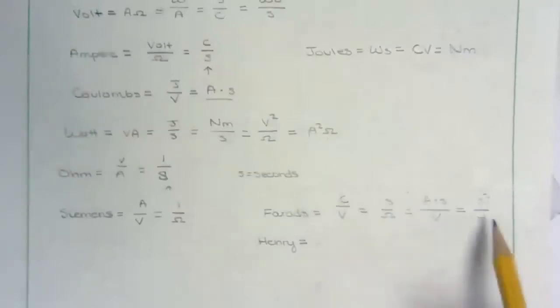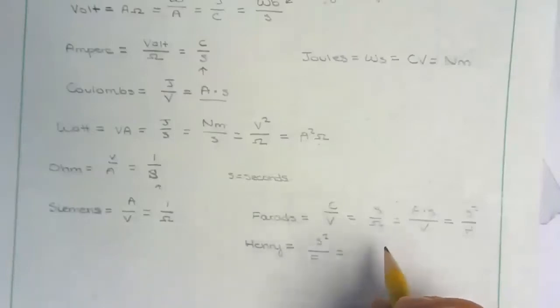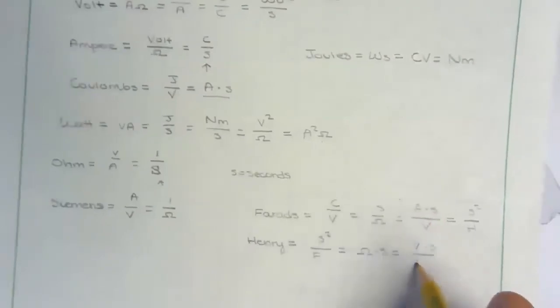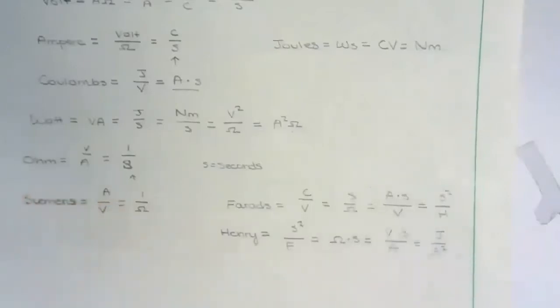Henries, let's start back at the seconds squared. So alternatively, henries is going to be seconds squared over farads. We have ohms times seconds. With this relationship, we would have volts times seconds over amps. And the last one that may prove important to us is going to be joules over amps squared.